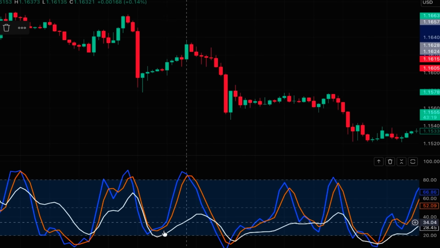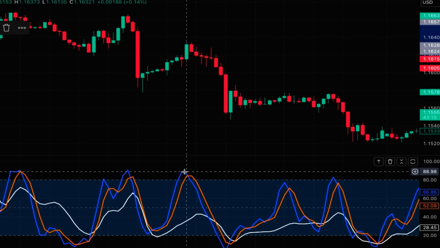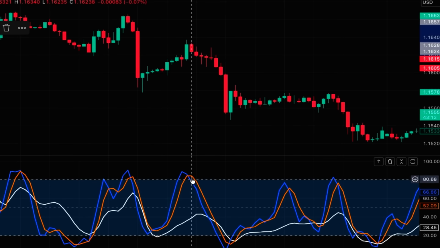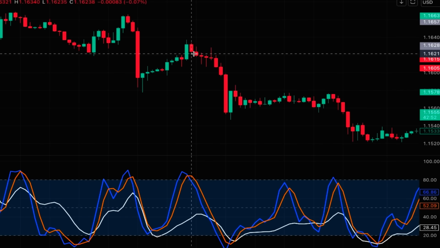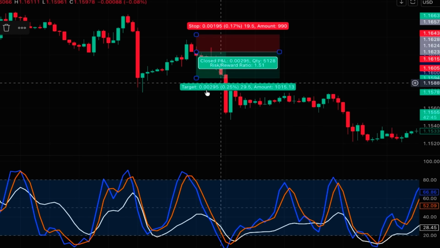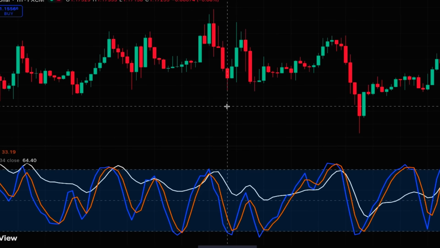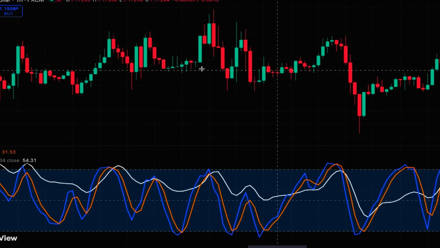But after that we had another opportunity here. You can see that the white line is below the center line. Here the blue line went above 80 and then it is closed below the orange line at this point. The white line still below the center line, so the sell signal here is confirmed, and in practice we could enter a short position at this point with the stop loss above the pullback and profit target at risk to reward ratio of 2.